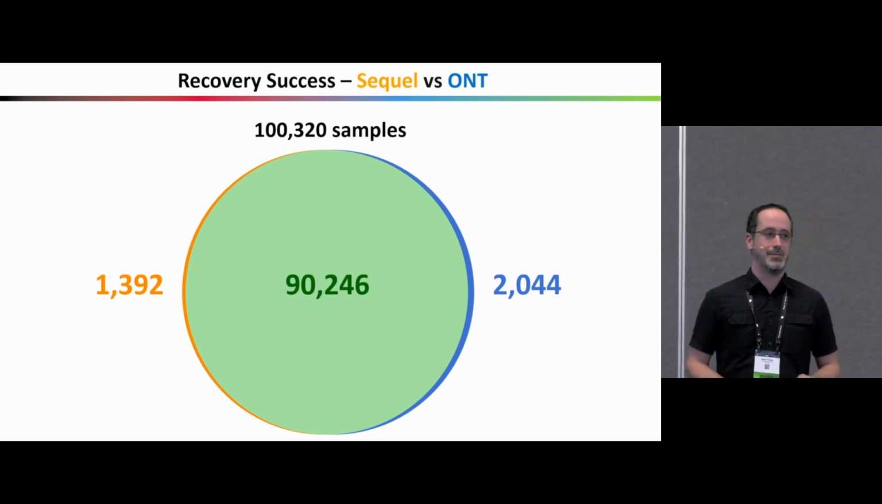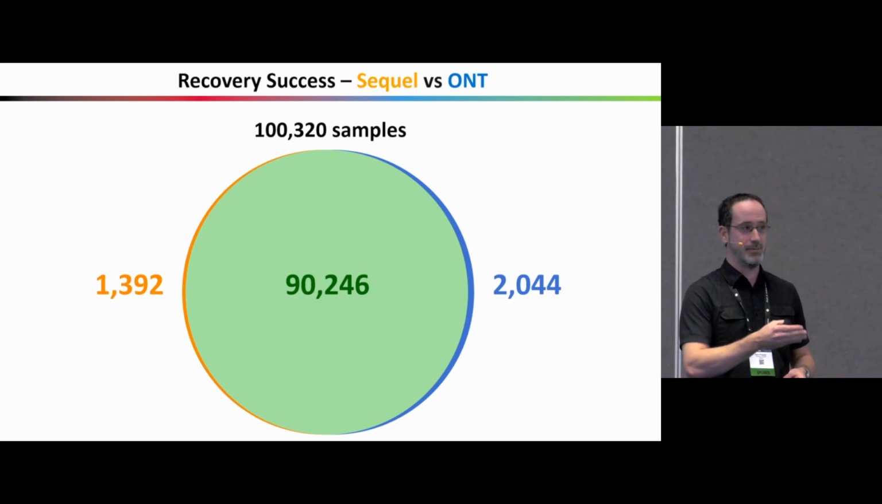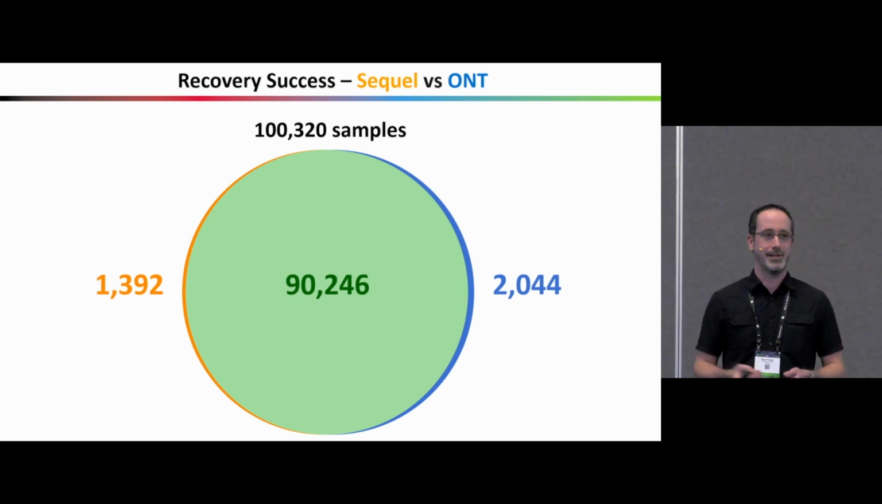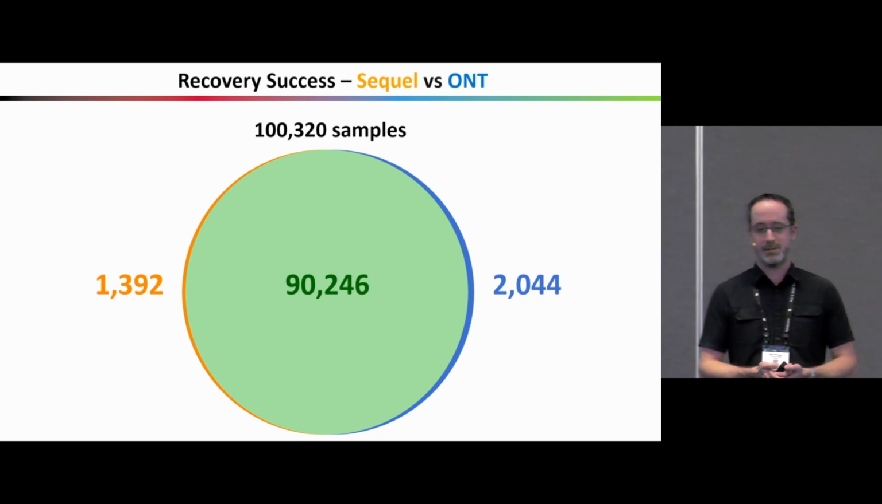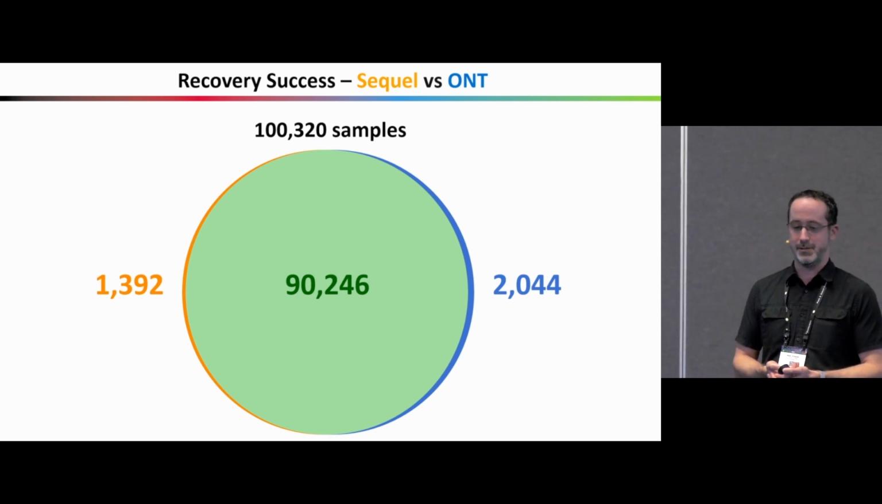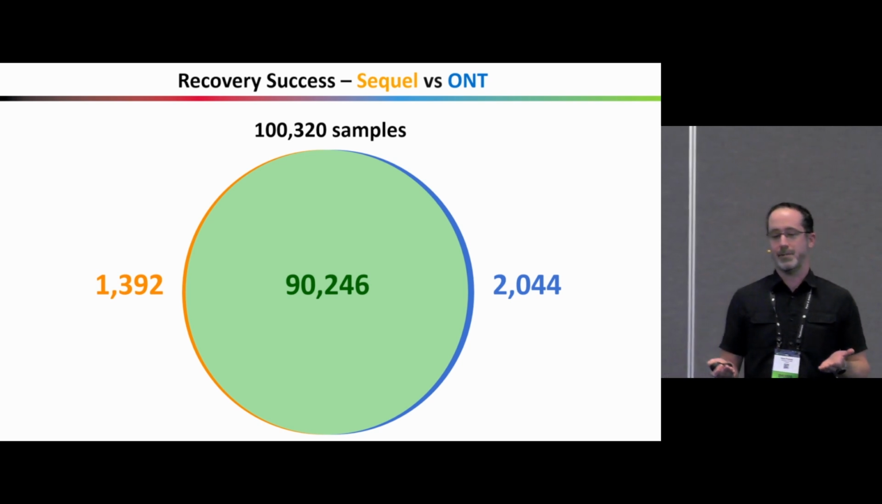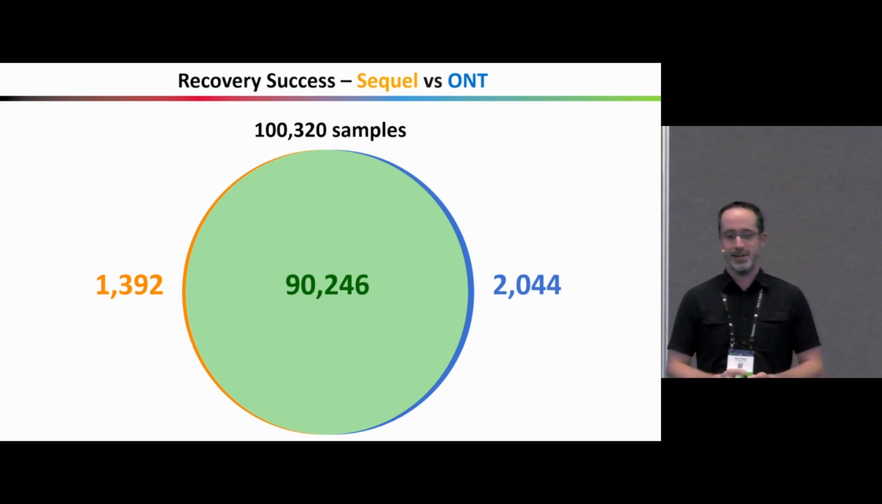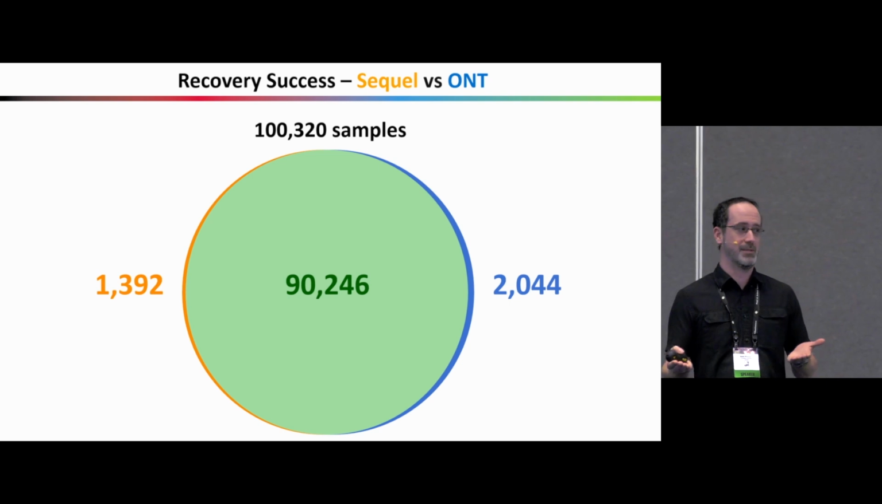All of these 100,000 samples that we sequenced were previously sequenced on the Sequel, so we already know what their barcode sequence should be. This just shows a Venn diagram of the success of those 100,000 samples, and as you can see, it was very comparable between the 2 platforms, and in fact, the ONT platform actually outperformed the Sequel in this case.